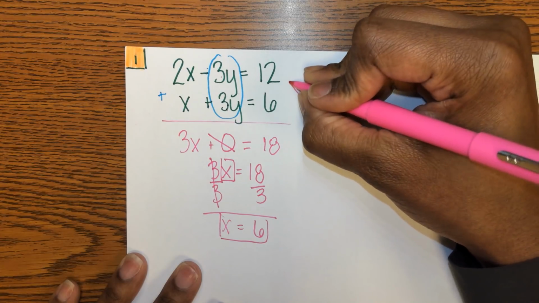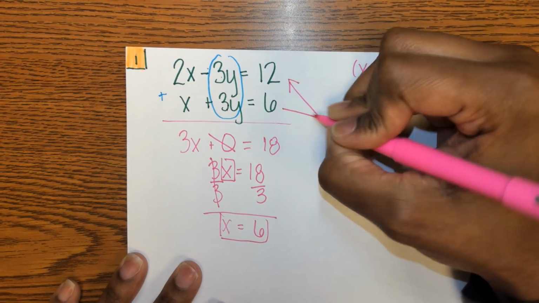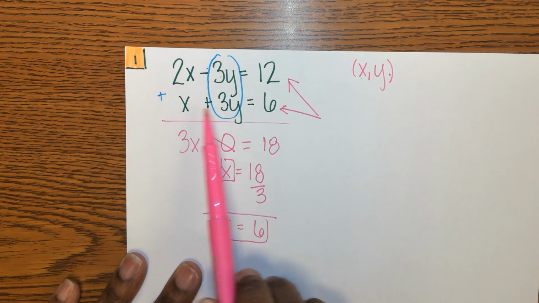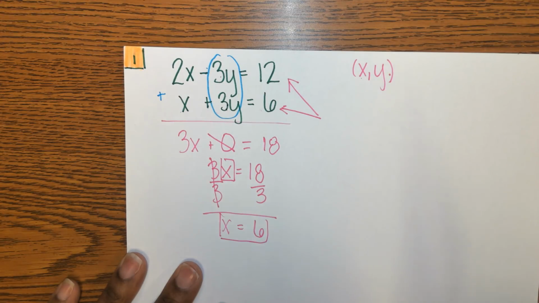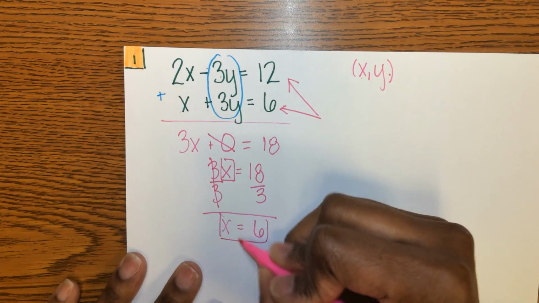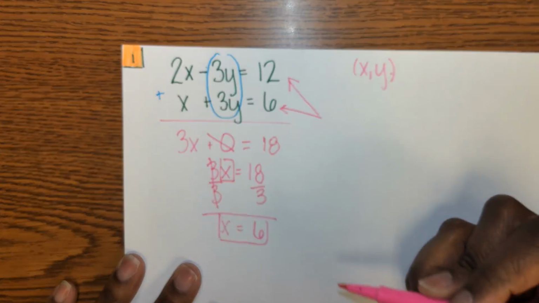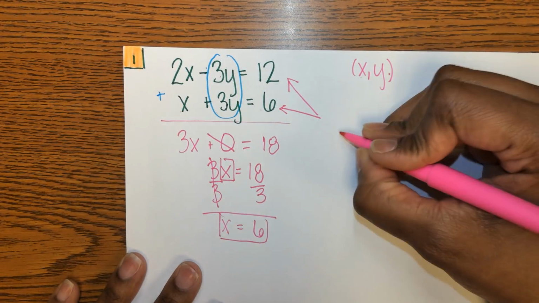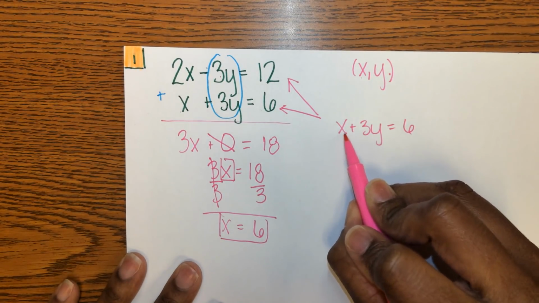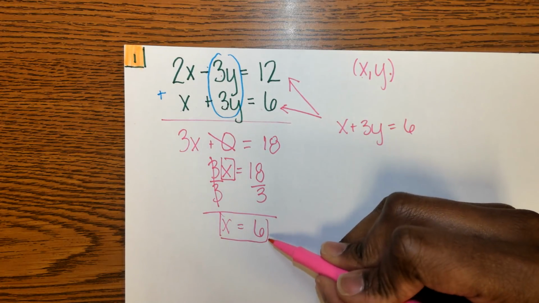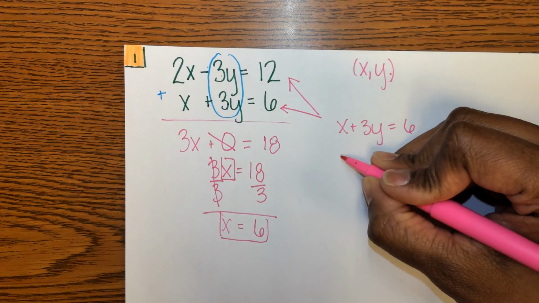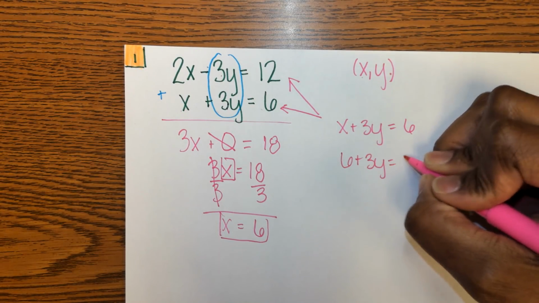To find my y value, I'm going to plug my x value into either one of these equations. I like to choose the one that's got the smallest numbers, so I'm going to go with this one. You can go with either, you're going to get the same answer. I'm going to plug my x value in for the x that is here. We had x plus 3y equals 6, and we had that because we didn't know what x was at this point, but we just figured out that x is 6. So instead of x plus 3y equals 6, I'm going to say 6 plus 3y equals 6.